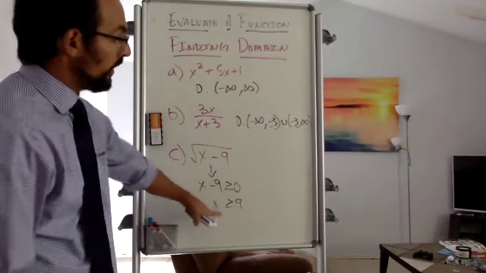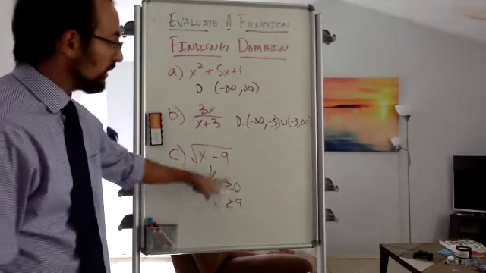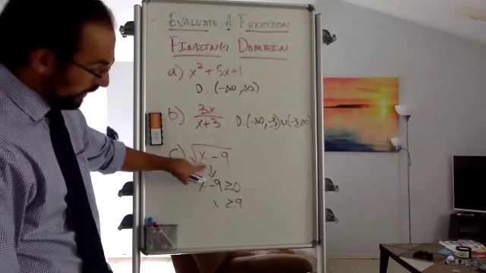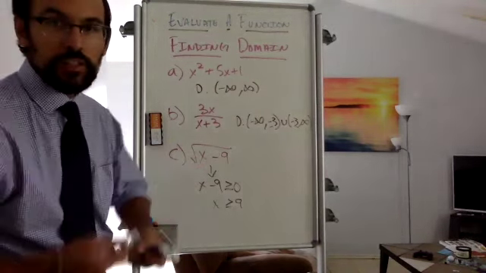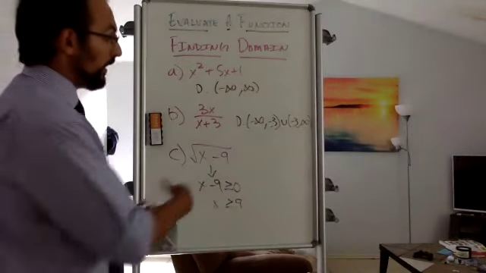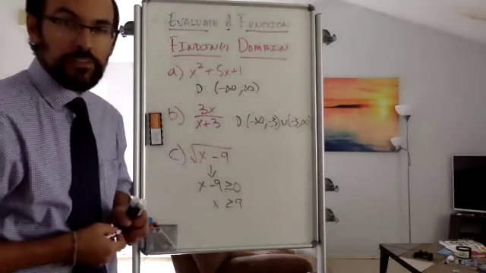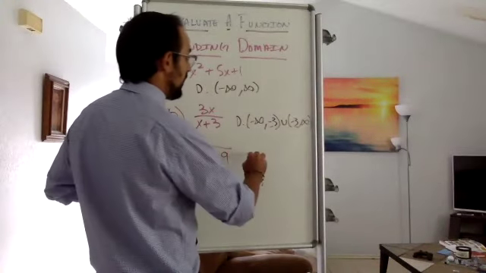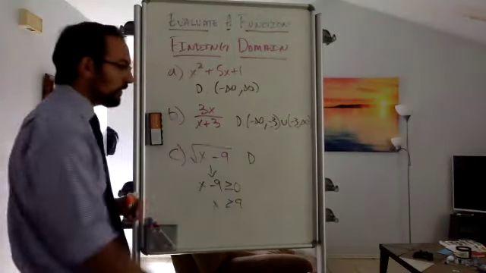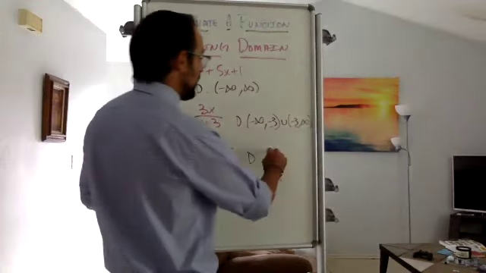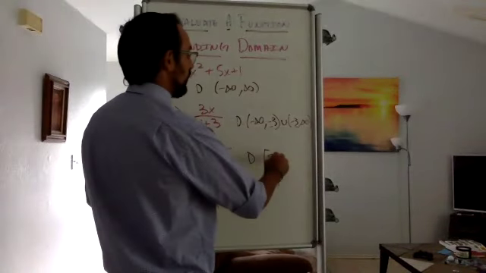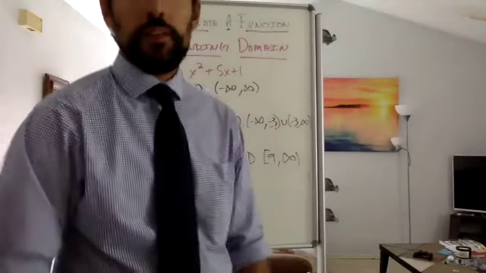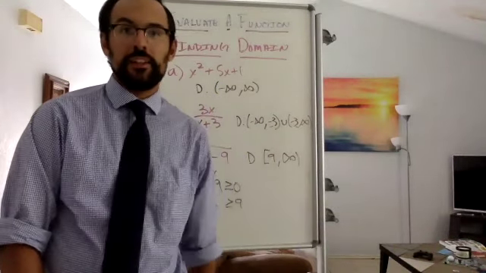Any number that I plug in that's bigger than or equal to 9 will keep this positive. If it's less than 9, like 8 minus 9 would give me -1, 7 minus 9 would give me -2, then all of a sudden I have a square root of a negative value, which would give me an imaginary or complex number. So my domain here would be all numbers greater than or equal to 9. Remember, equal to means a bracket: from 9 to infinity. That pretty much covers the domain of a function.